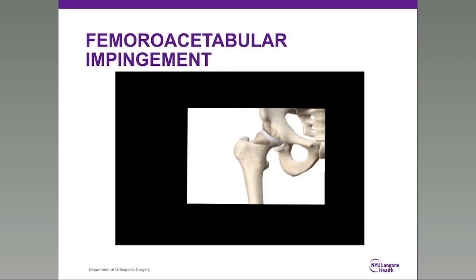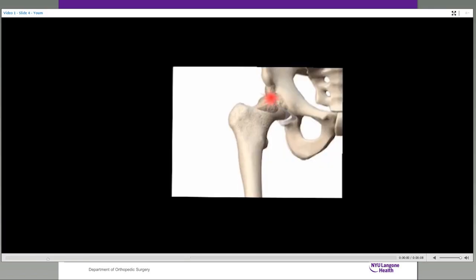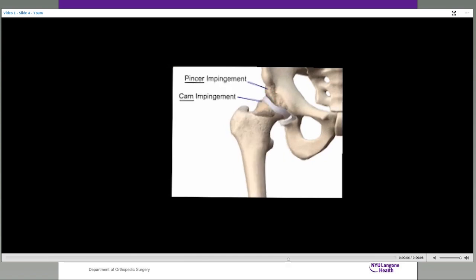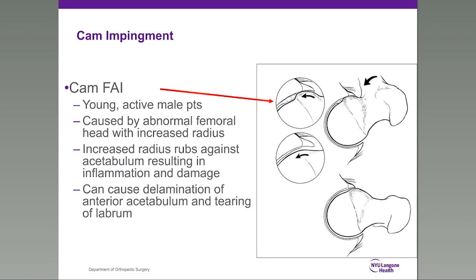And so this is an animation. Animation showing an exaggerated acetabular rim with an exaggerated femoral neck. We call that pincer on the acetabular side and cam on the femoral neck side.